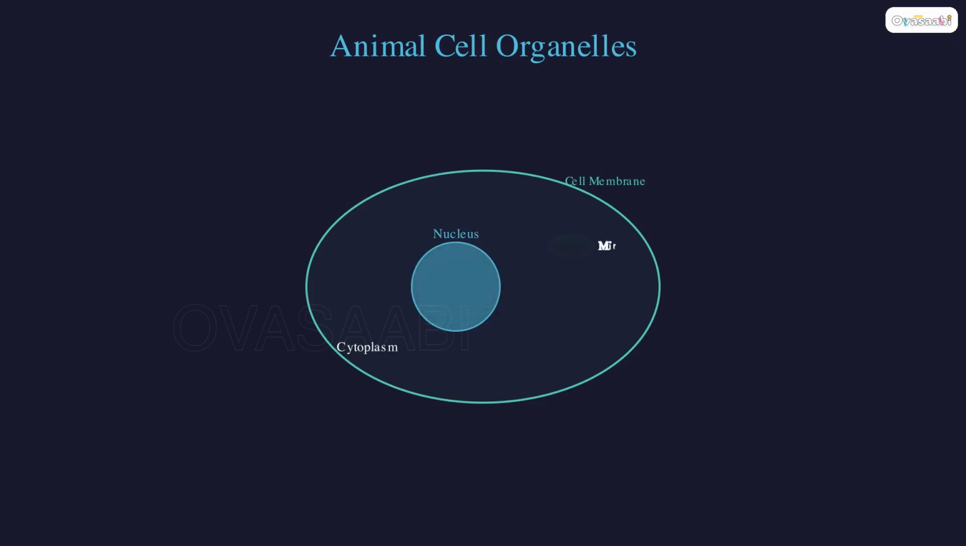Every animal cell has key organelles. The membrane controls what enters, cytoplasm holds everything, and the nucleus is the control center of the cell.